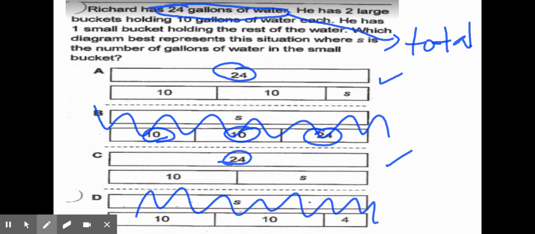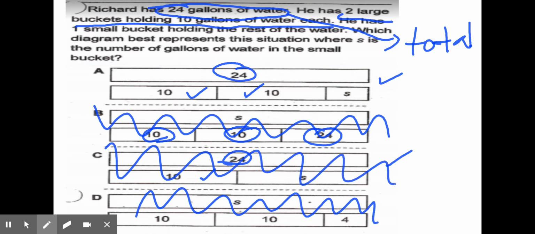The next part says he has two large buckets that have 10 gallons each. So I need two buckets with 10s. Well, here's two buckets with 10s. Well, look at C. There's only one bucket with 10. I'm getting rid of that C. I'm thinking it might be A, but let me keep reading. He has also one small bucket holding the rest of the water. Well, I have a little small bucket. It's a lot smaller than my 10, and it's on my strip diagram.